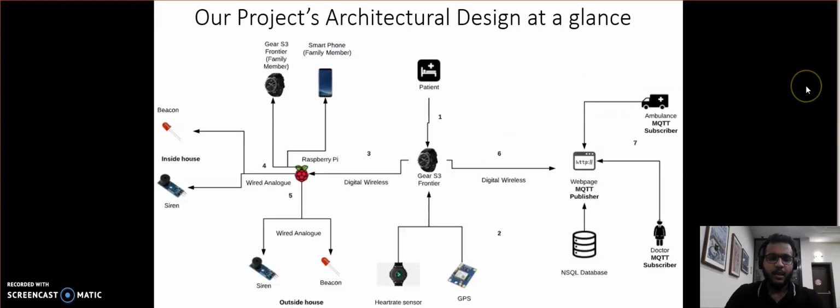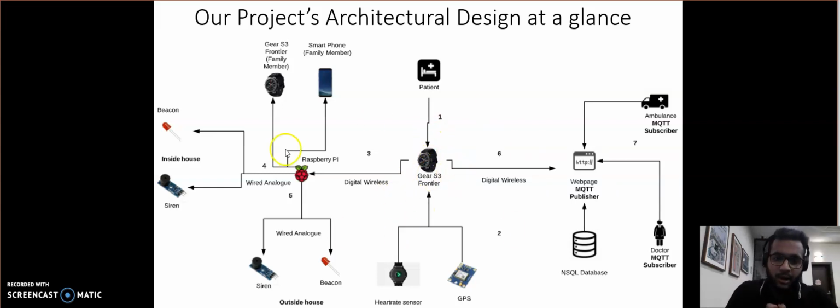Moving on, this slide shows at a glance the whole architectural design for our project, and I'm going to be spending the majority of the video here walking you through each step of it. To start off with, we're going to require our users or our patients or elderly family members to wear a smartwatch. This has to be an Android Wear smartwatch that runs Wear OS because our whole system is going to be designed for that platform.